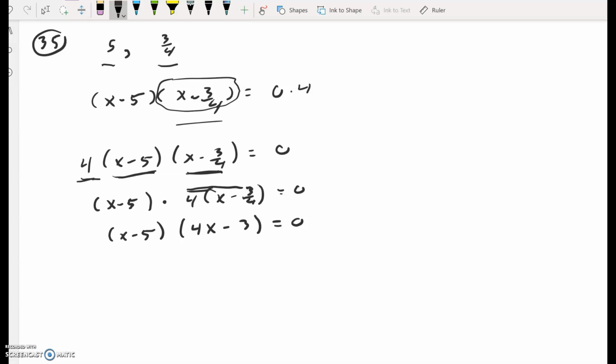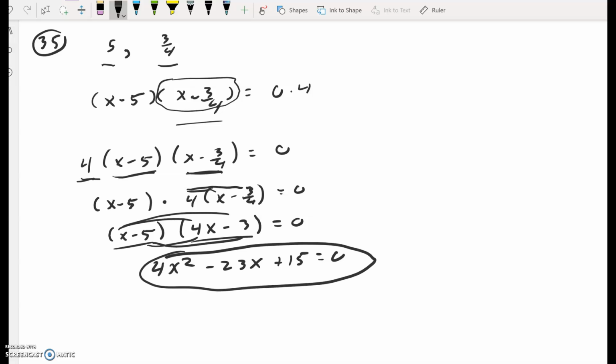Notice 3/4 makes this 0, and 5 makes this 0. We're well on our way to winning this game. We got 4x squared here. We've got minus 3x minus 20x. That's minus 23x. And we got plus 15 equals 0. Here's a quadratic equation that will have these two numbers as solutions.